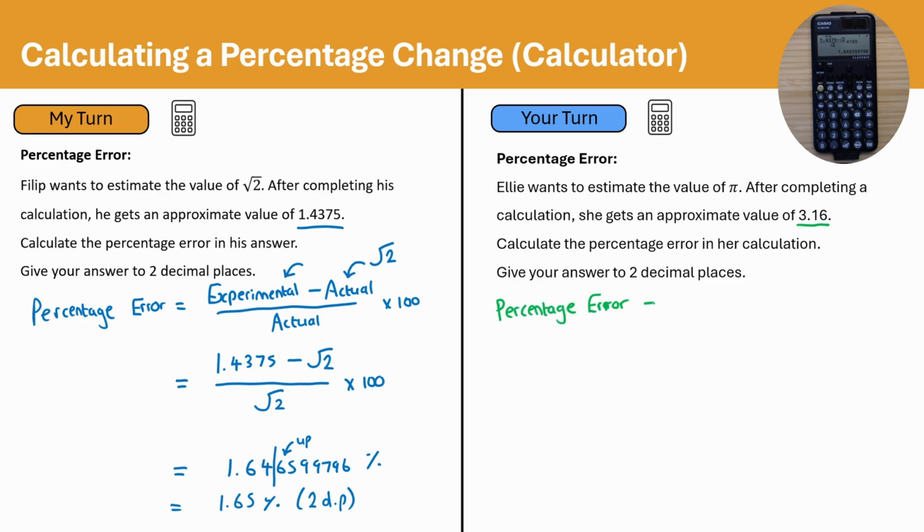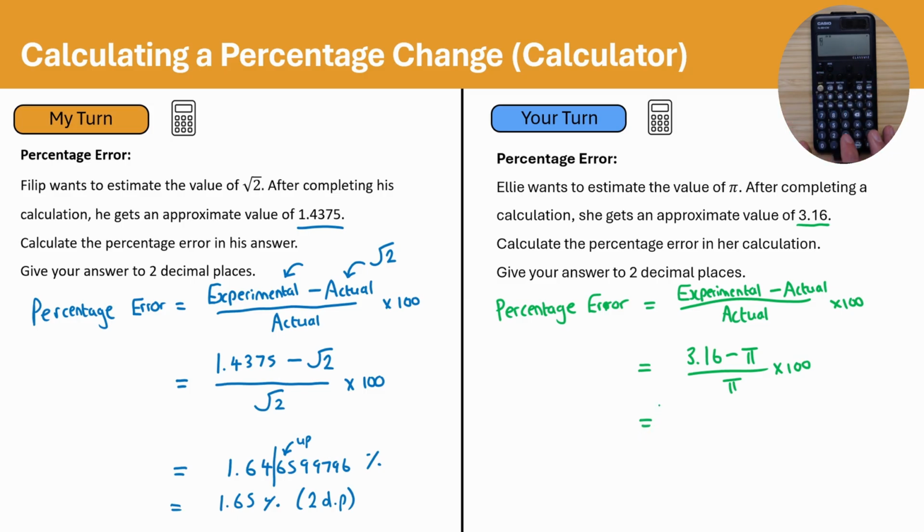Percentage error is equal to the experimental value, subtract the actual value, divided by the actual value, multiplied by 100. In this case, the experimental is what she calculated, the 3.16. The actual value is pi as seen on our calculator. And of course, that's on our denominator as well. So this is my calculation to type in.